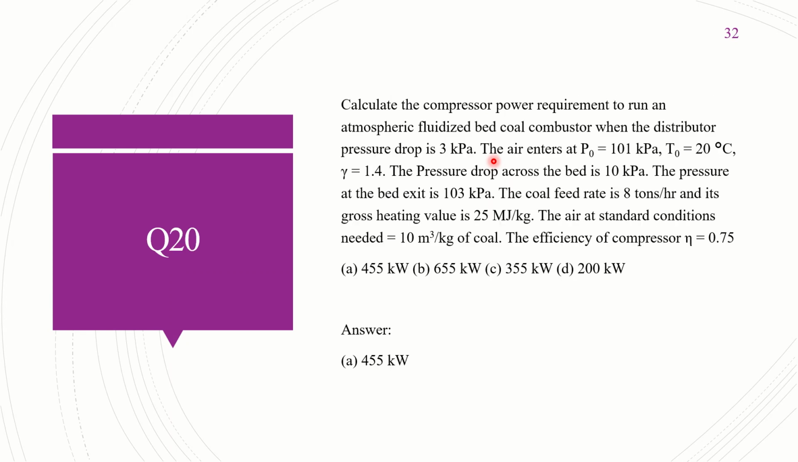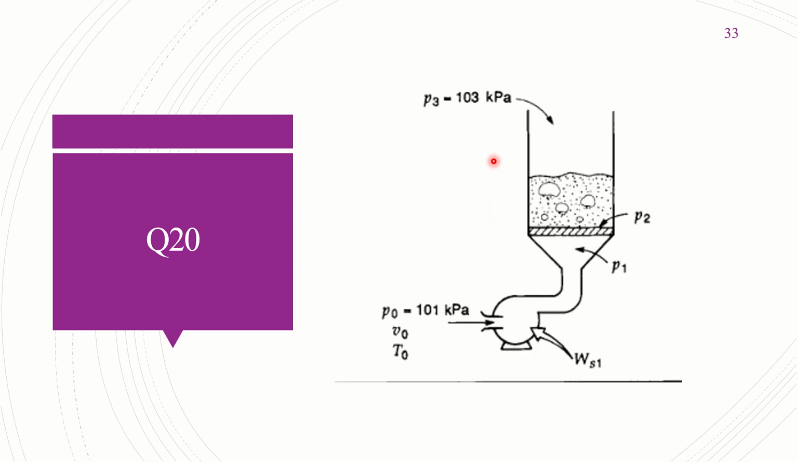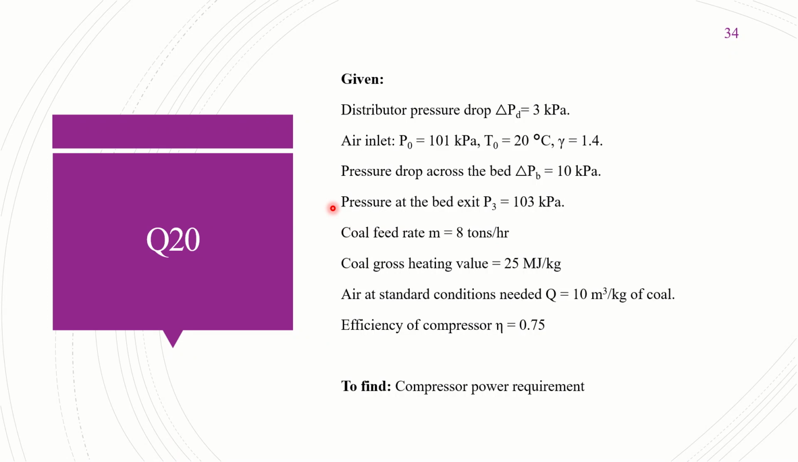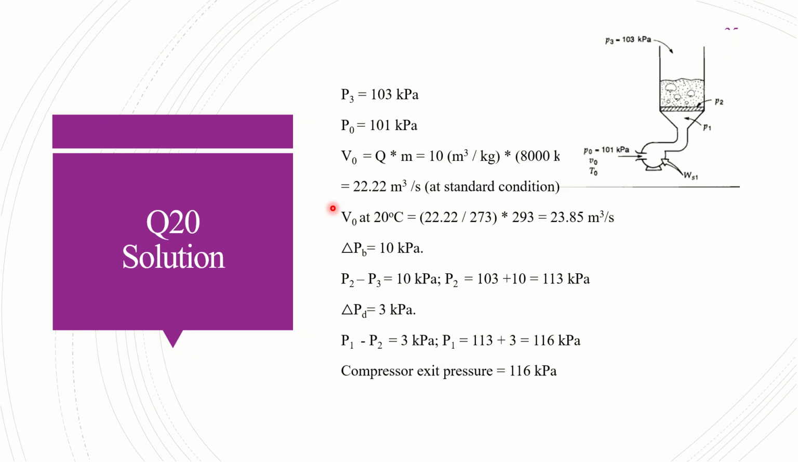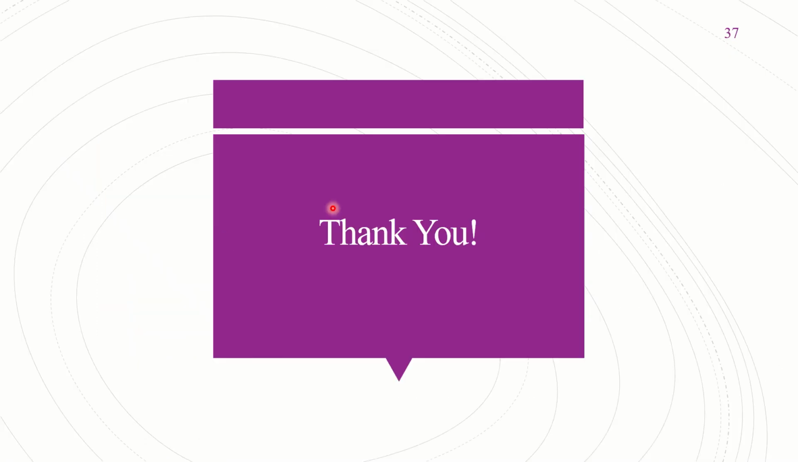We saw the problems for that, and one more problem also. In addition to the compressor power requirement, we saw how the pressure drop across all these things is influencing the compressor exit gas pressure. Pressure drop happens because of the distributor and the bed. So how it is influencing we saw in this problem, and we added up everything together to get the compressor power requirement. So these are all the problems for today's session.